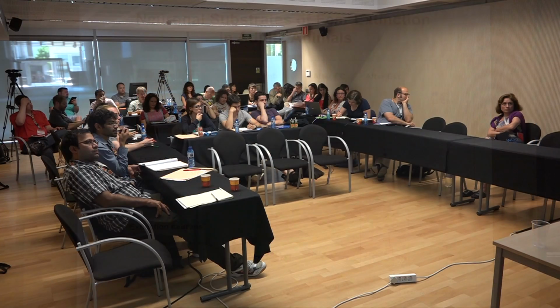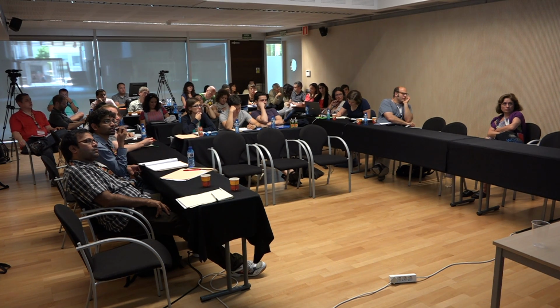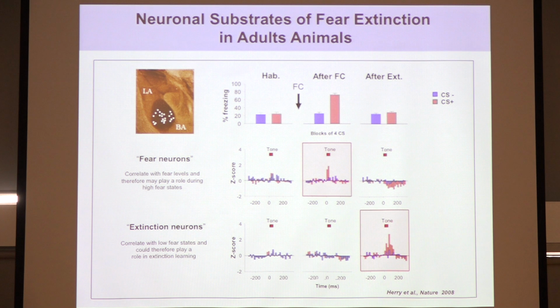This is not shown in this figure, but after the end of extinction, we tested the animal in the original conditioning context. And of course, when you replace the animal in the conditioning context, the fear recovers, and you observe an activation of the fear neurons.